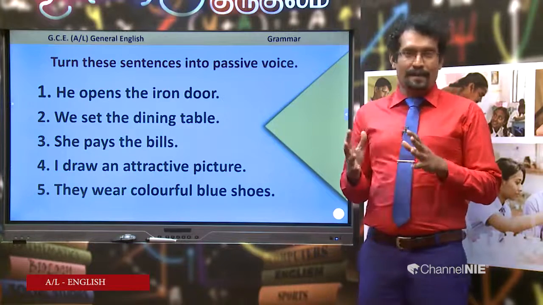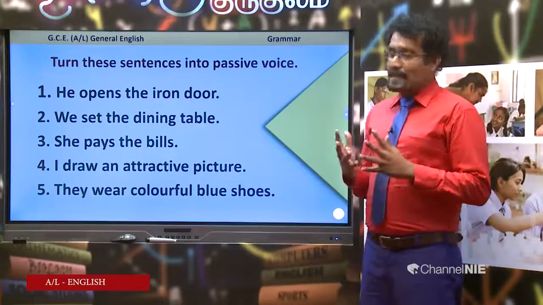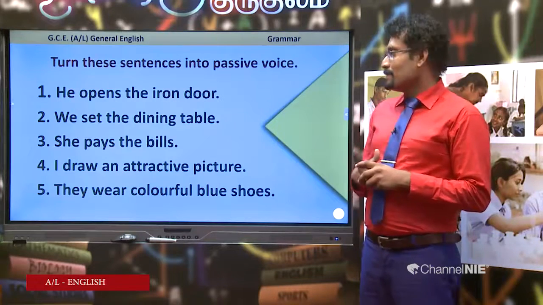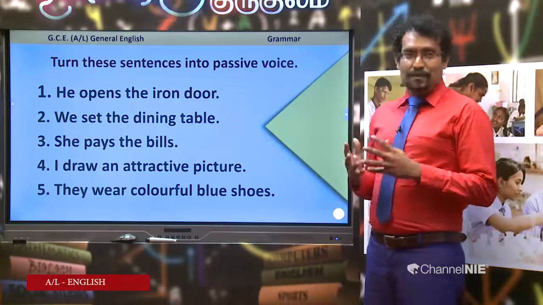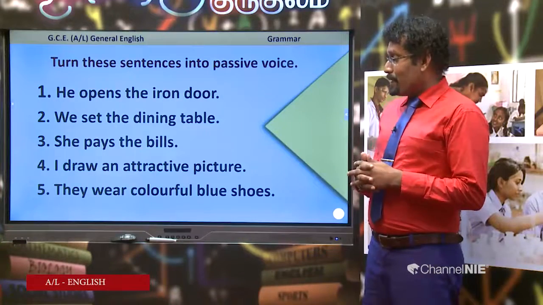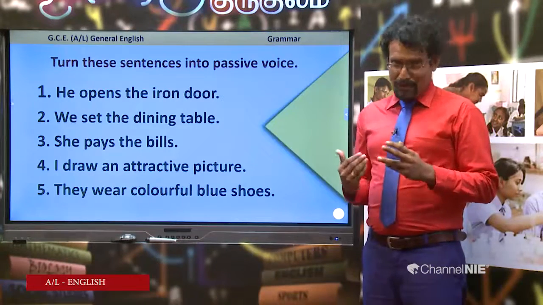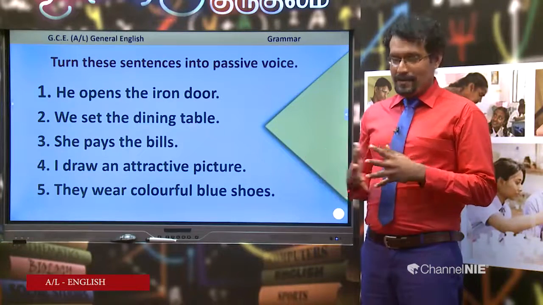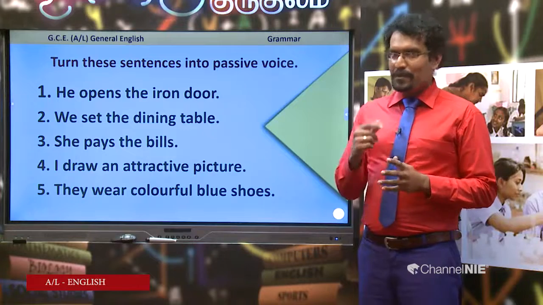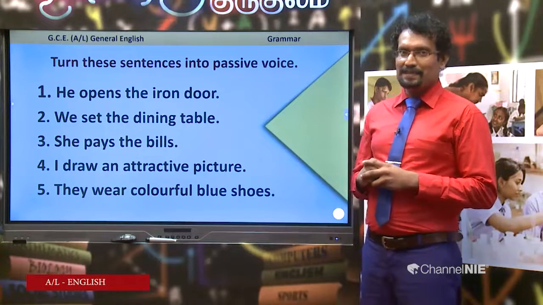He opens the iron door. We set the dining table. She pays the bills. I draw an attractive picture. They wear colorful blue shoes. Now, you have to turn these sentences into passive voice. I know you all can do this very easily.